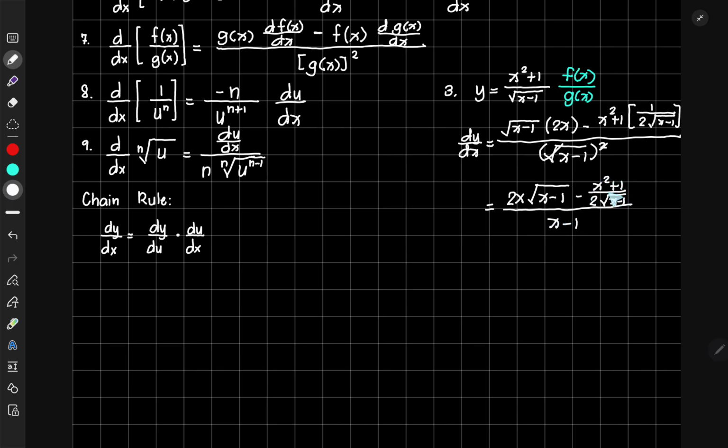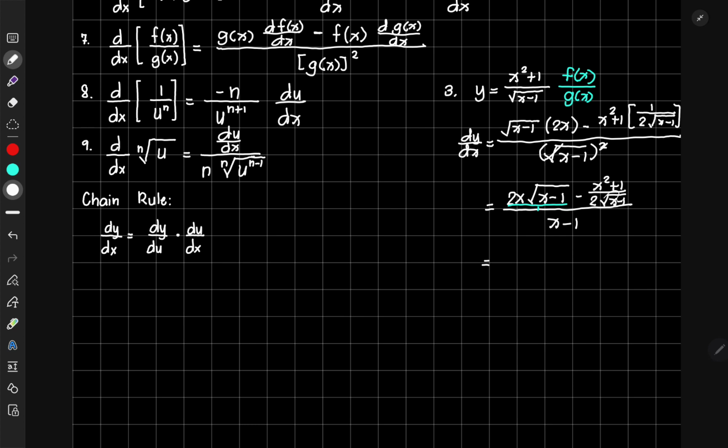So, it's not yet very simplified, but it is the derivative. As for the derivative part, this is done. But for the algebra part, it's not done yet because it is not yet simplified. So, simplifying is to combine our numerator. So, our first term here has an over 1 there. So, getting the LCD, that would be 2 square root of x minus 1.